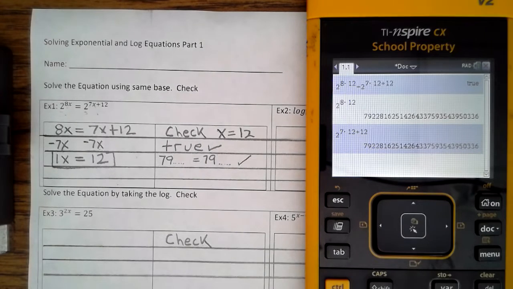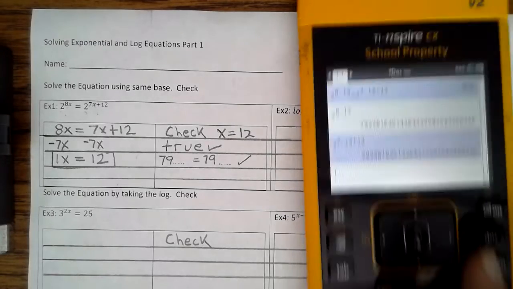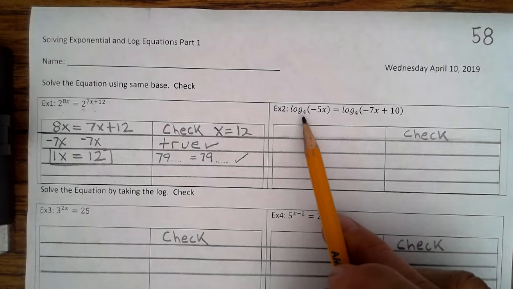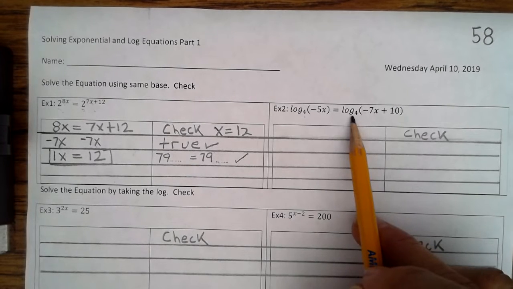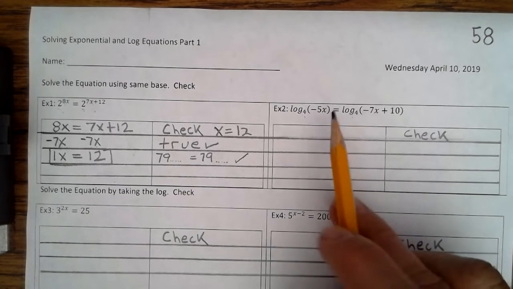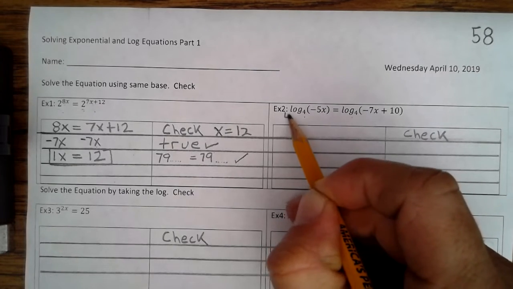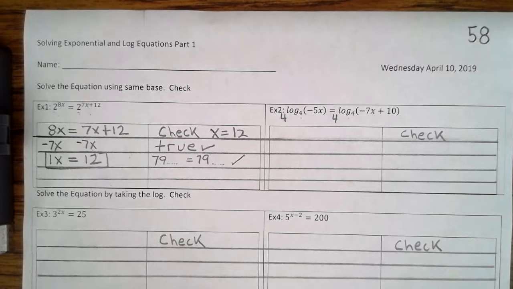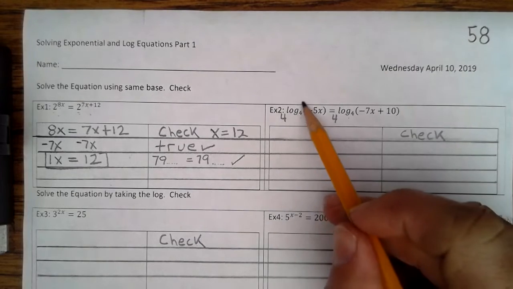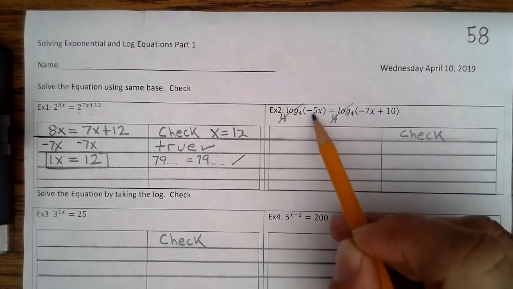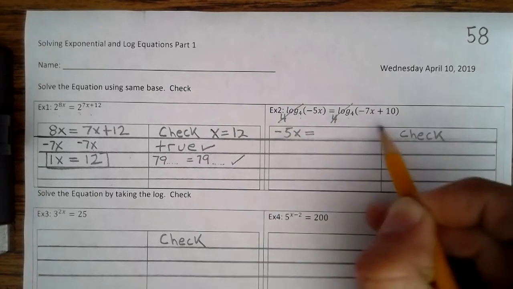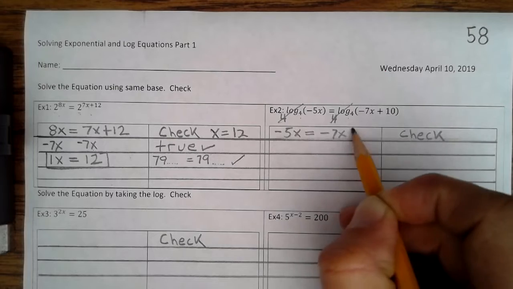So now let's take a look at example 2. Okay. Now here you see the bases are the same. Log base 4 and log base 4 are the same. So what we need to do is actually raise both sides by 4. And what that does is this makes this one and this one. So now you can say that negative 5x is equivalent to negative 7x plus 10.